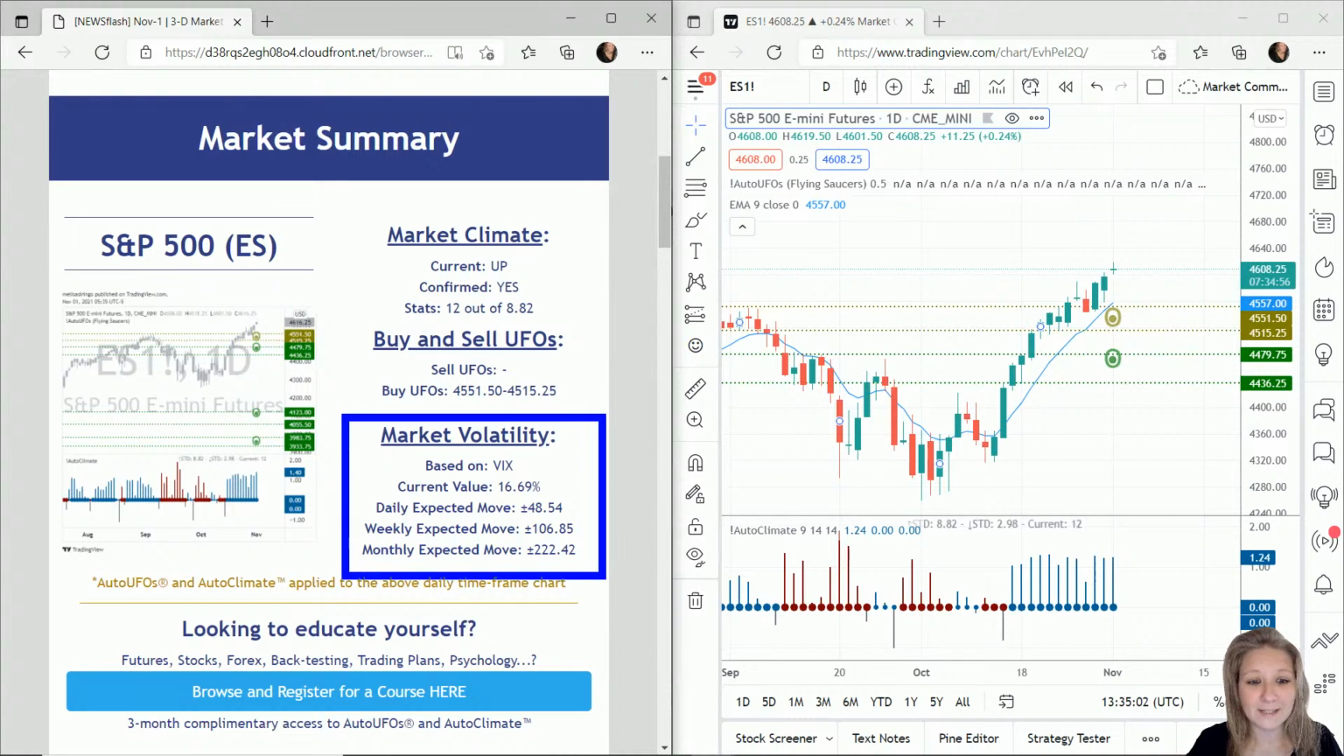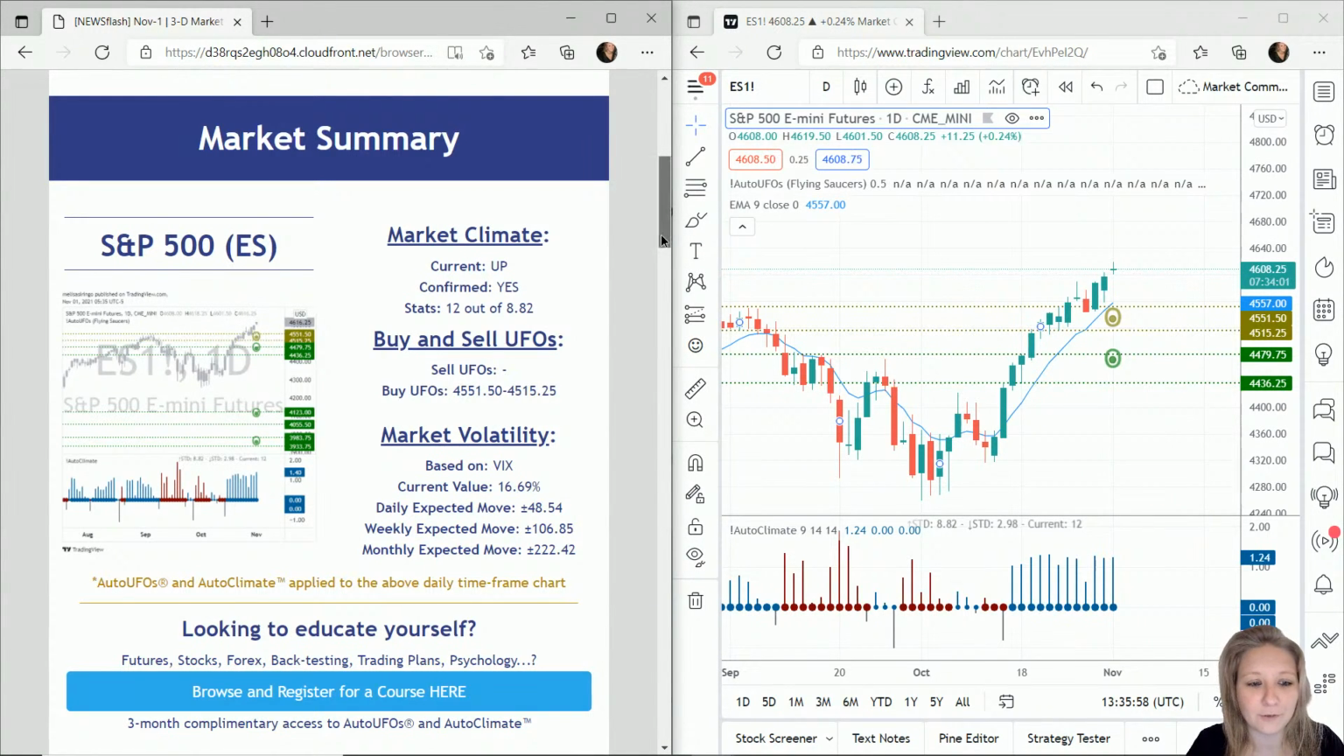In terms of volatility, we'd expect the S&P to go up or down in 1 year by 16.69%. So that means in a day, movement up or down of 48.54 points. In a week is 106.85 points up or down. And in a month, 222.42 points up or down. Overall probability up on a daily chart for the S&P 500.